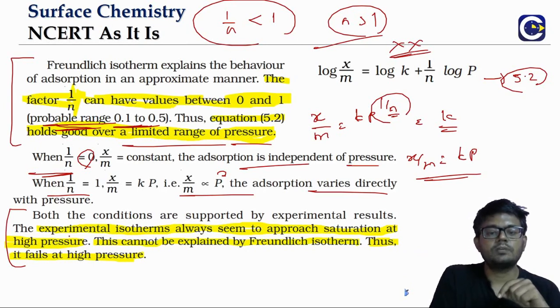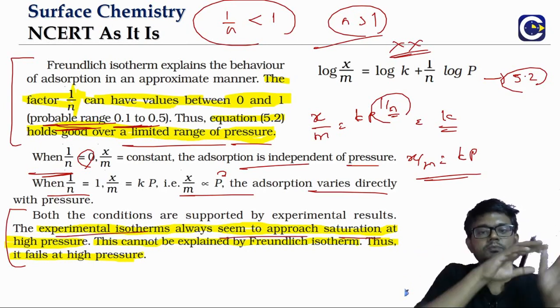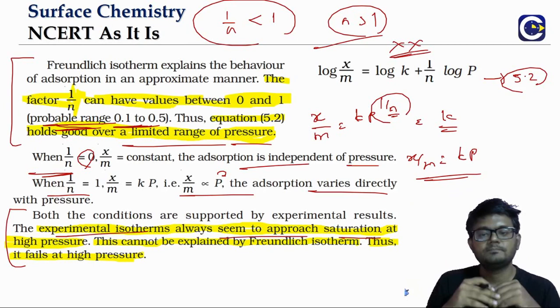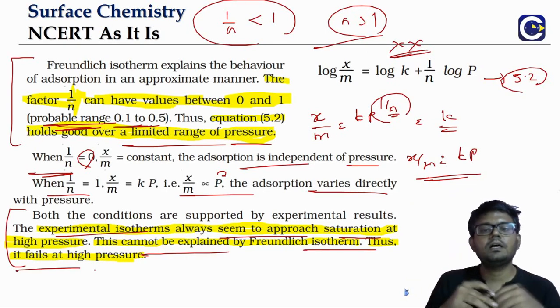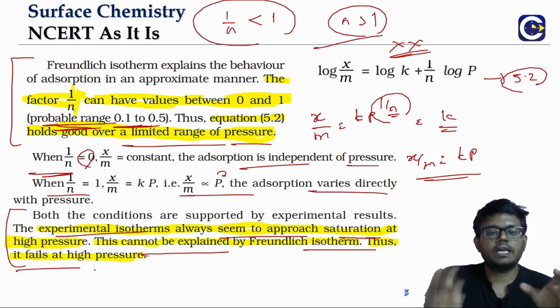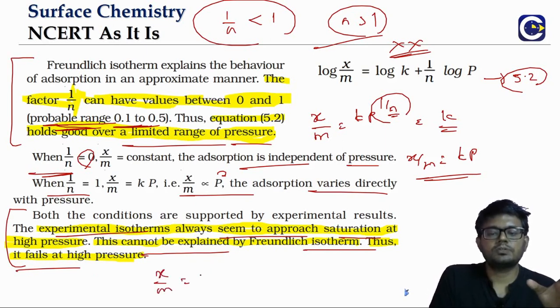The experimental isotherms always seem to approach saturation at high pressure, and this we cannot explain from the Freundlich isotherm, because if you take a value of 1 by n, like x by m is equal to suppose K into P power 0.1 or something, we always see that it will be depending upon the pressure.